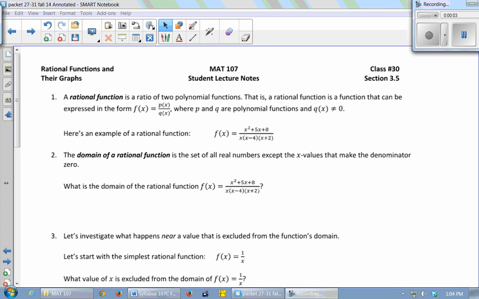So a rational function is a ratio of two polynomial functions. So if you make a fraction, with a polynomial on top and a polynomial on the bottom, that is called a rational function, so long as that denominator is not 0. So here's an example of a rational function.